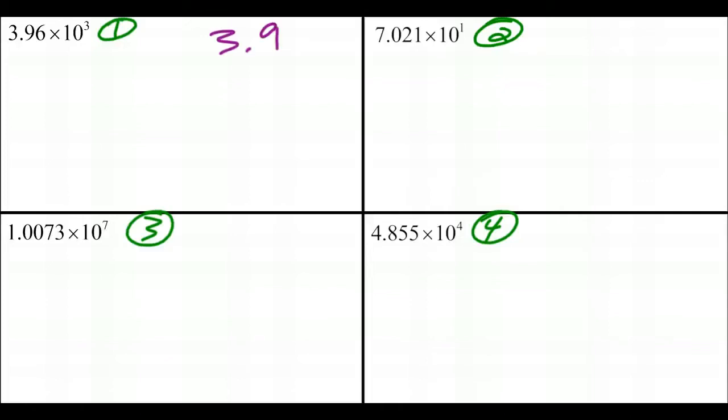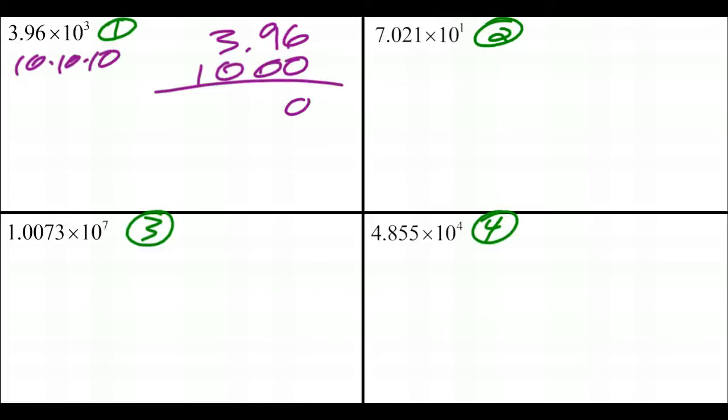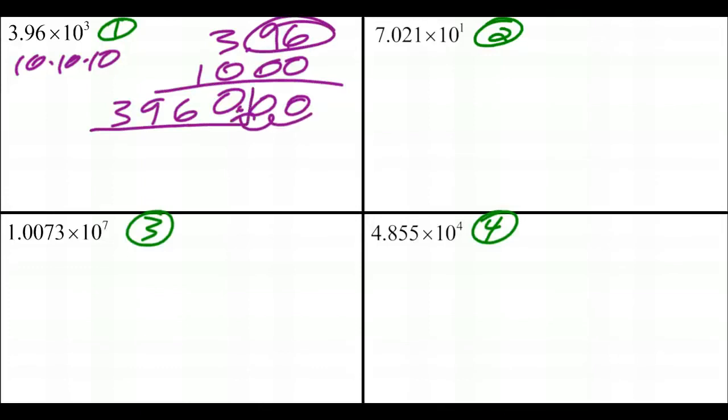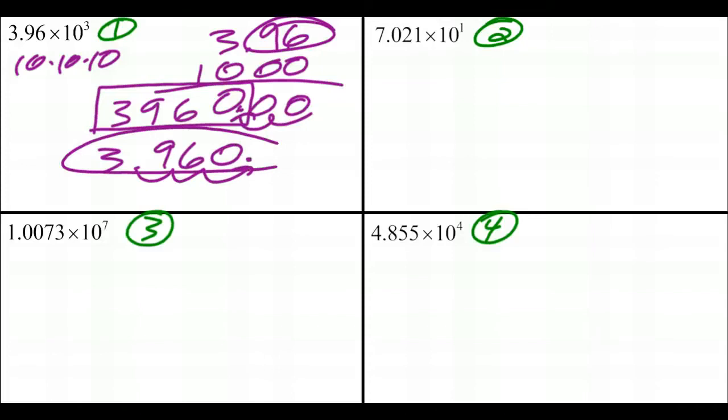So, 3 and 96 hundredths. And now we want 10 to the third. So, 10 times 10 times 10 gives you 1,000. Three zeros. And then from right to left, 6, 9, 3. Because, of course, we multiply from right to left. Two decimal places, 1, 2, and we end up with 3,960, or 3.96, move the decimal place three places, and also end up with 3,960.